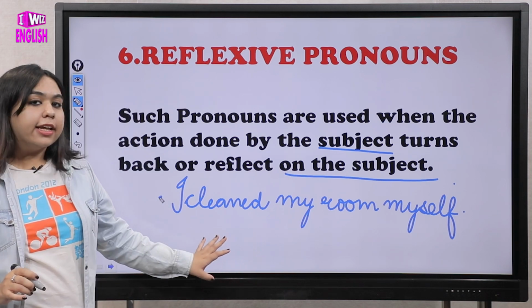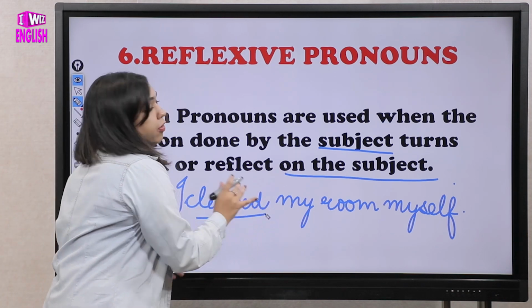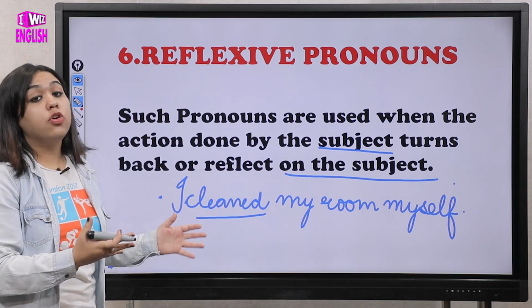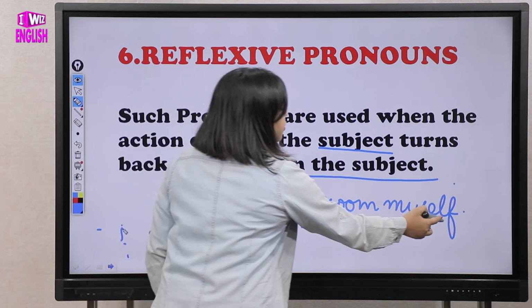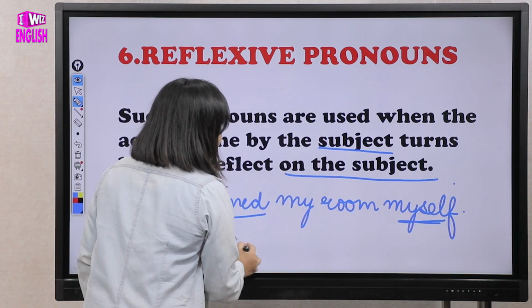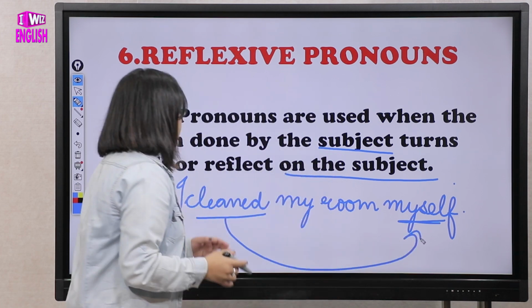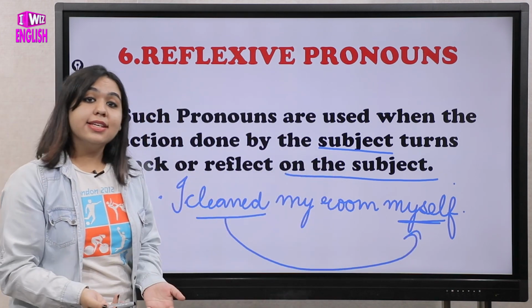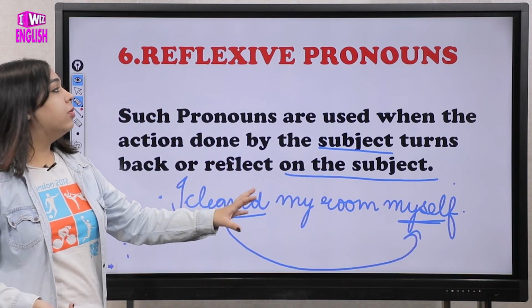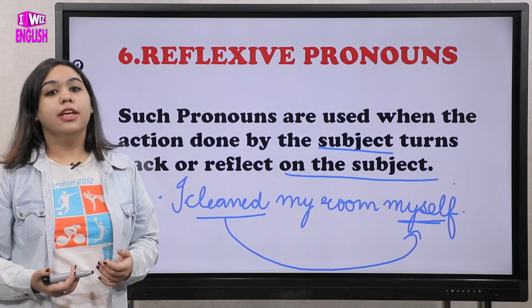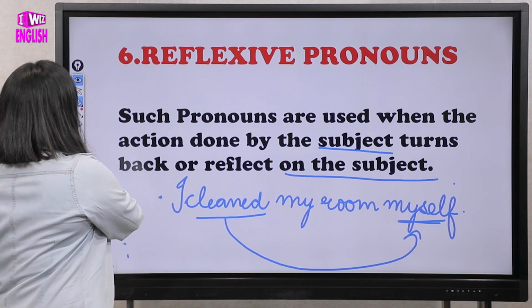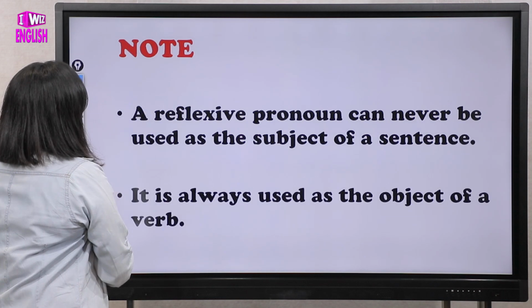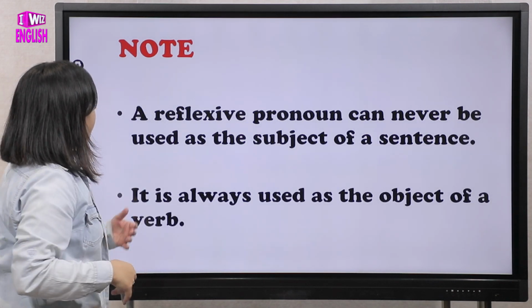I'm talking about cleaning my room. There is an action that I performed. I said that I cleaned my room myself. So here, when it reflects back, it's like, who cleaned my room? I cleaned my room myself. So myself will be a reflexive pronoun here. We'll be reading more examples, and I hope that it clears your doubts.